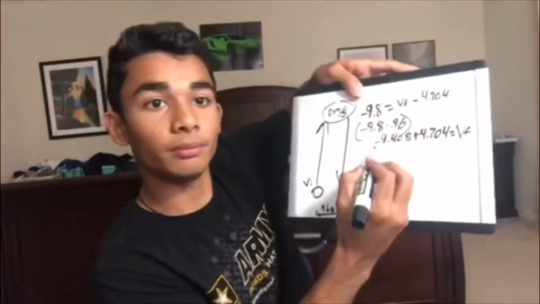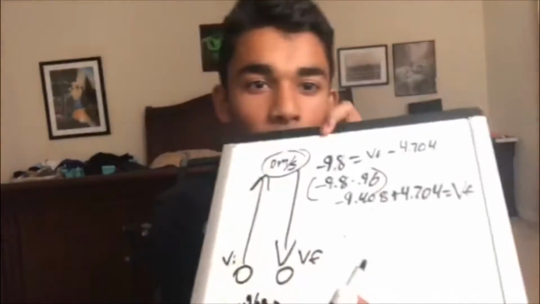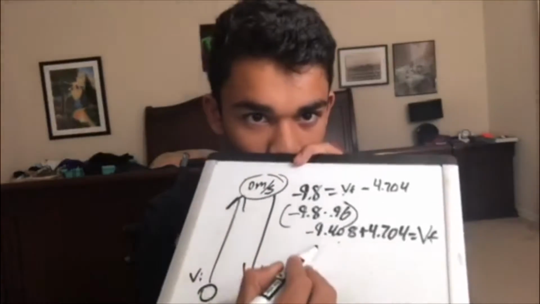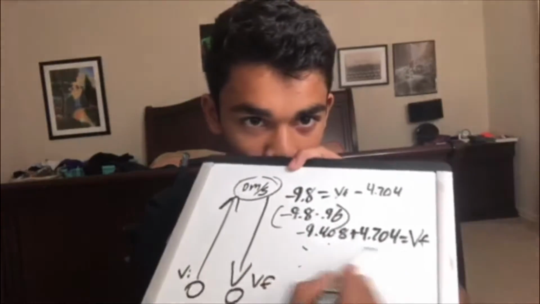plus the 4.704 because we carried that number to the other side to isolate the final velocity. Now that's going to equal v of f. So this is what we're getting right now. I hope you can see this. So this is what we're using right now.